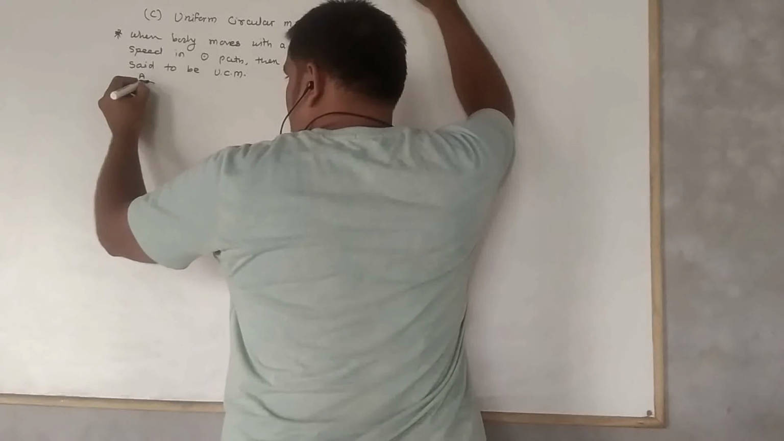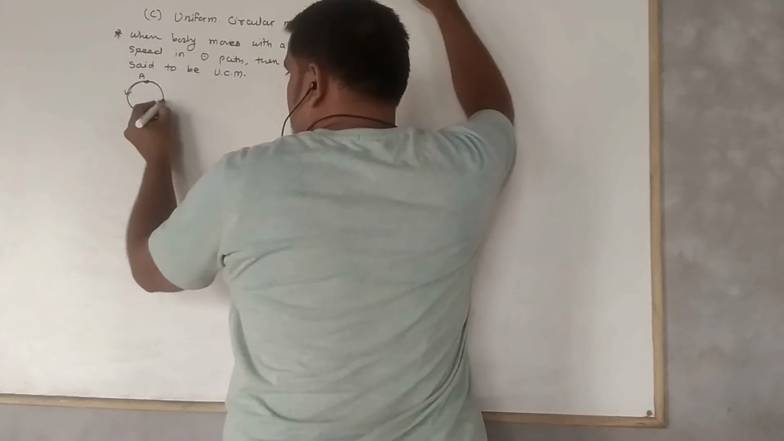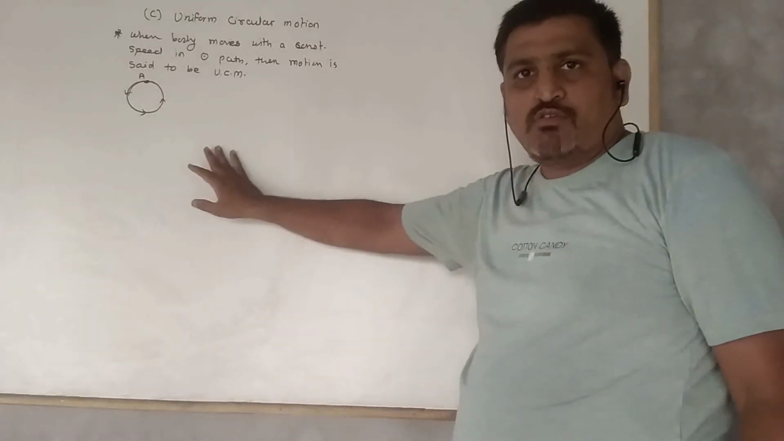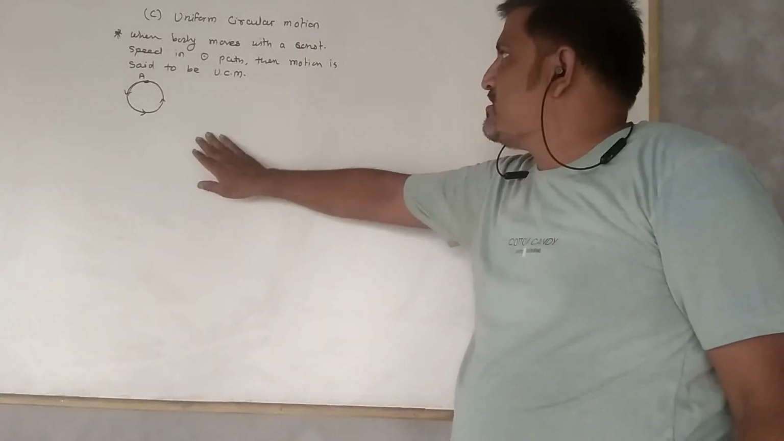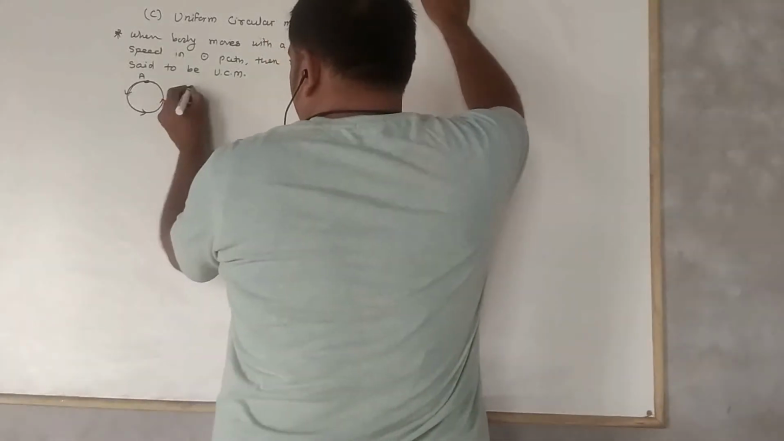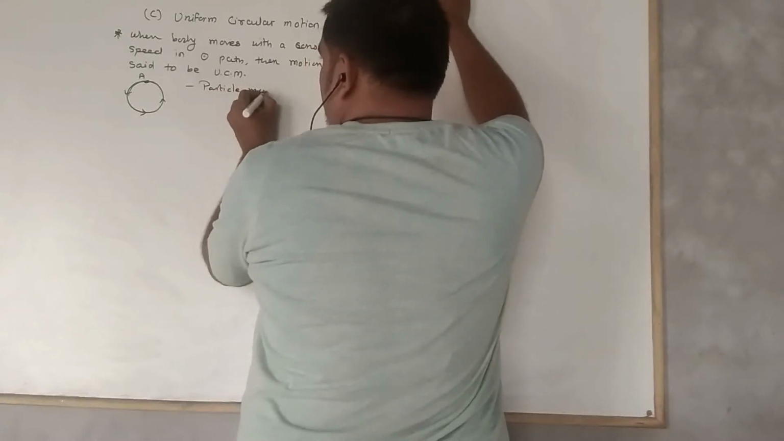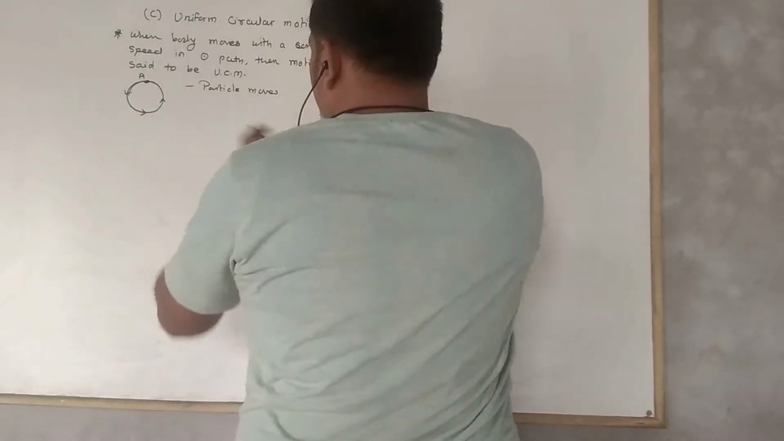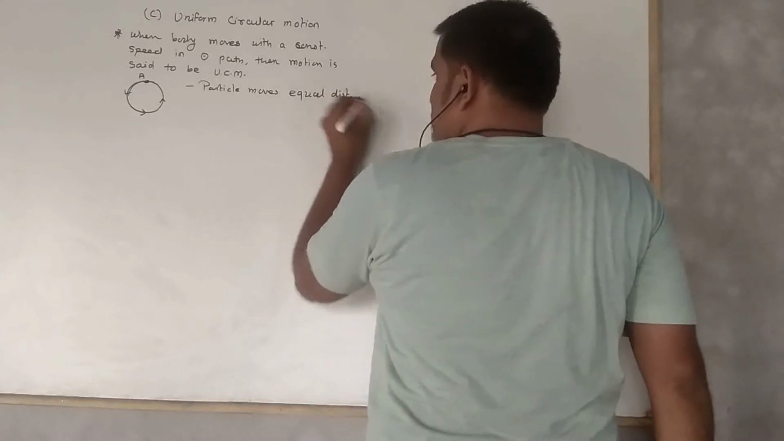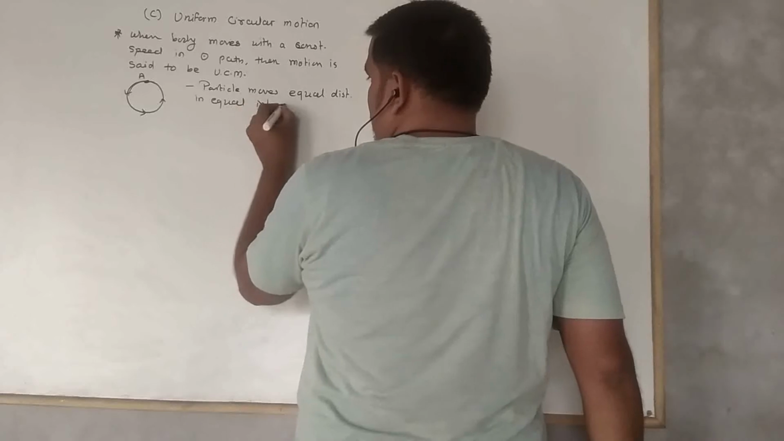starts from A and moves in a circular path, tracing this path like this. Then we can say the motion of this particle is uniform circular motion. Now here what we find is that the particle moves with a constant speed. The particle moves equal distances in equal intervals of time, right?